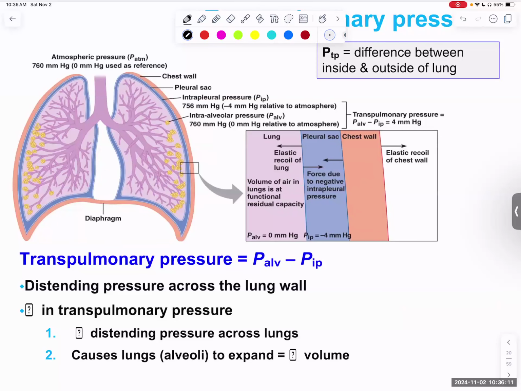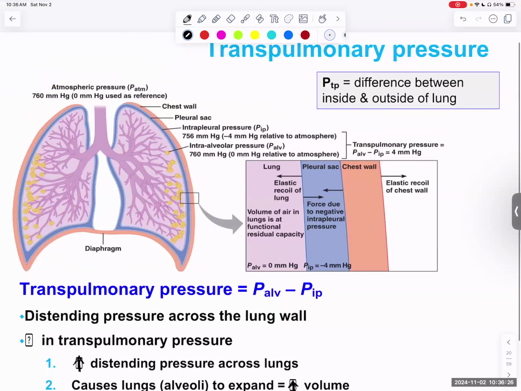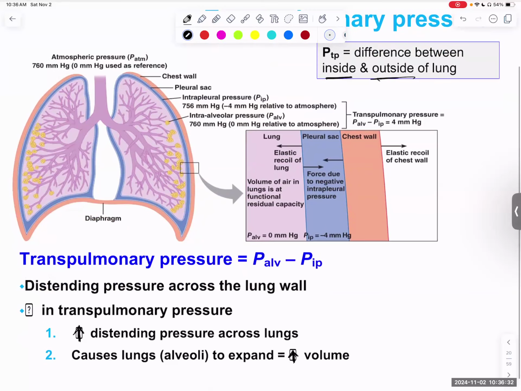Transpulmonary pressure is the distending pressure across the lung wall. As you have an increasing distending pressure, it's going to cause the alveoli to expand or increase their volume. It's just the difference between the inside and outside of the lung. Transpulmonary pressure can also be described as alveolar pressure minus intrapleural pressure.